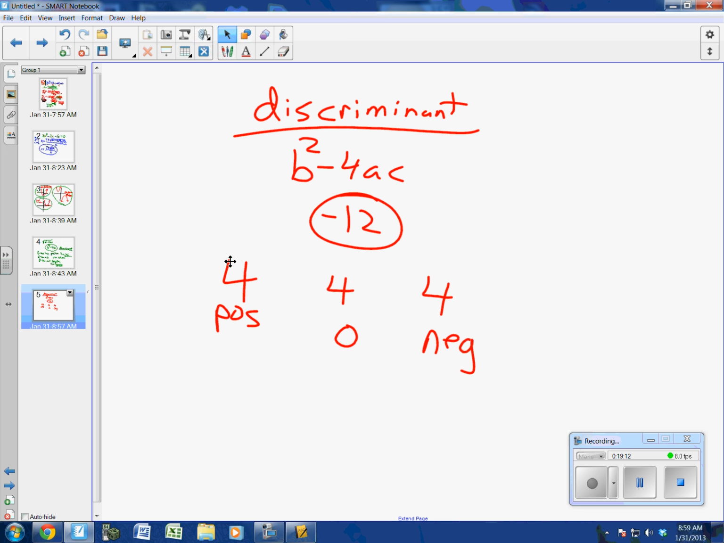There's a total of 12 of those cards. You're going to separate them into those categories: discriminants that are positive, discriminants that are 0, and discriminants that are negative. Remember, the discriminant is b squared minus 4ac. So plug them in for each one and figure out the discriminant.